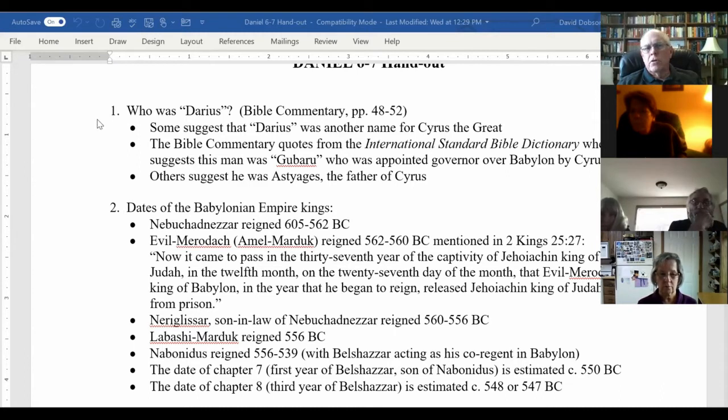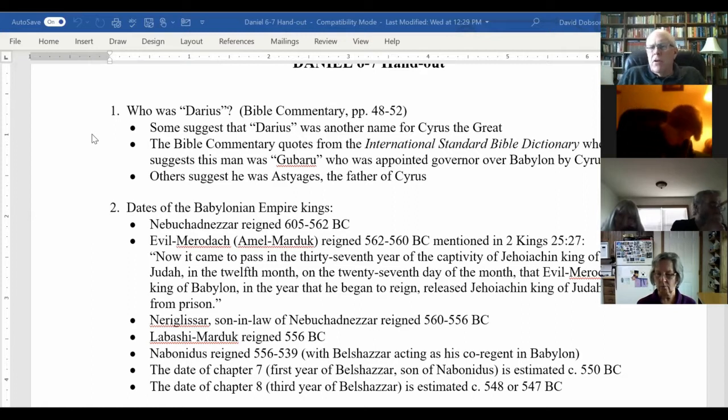As the 3 bullets here show, these are the 3 main suggestions. Some suggest that Darius was another name for Cyrus. Well, the Bible commentary covers that and discusses it. It's actually quoting from the Expositor's Bible Commentary. But there is wording later in Daniel that makes it seem to me very unlikely that the 2 were one and the same, rather 2 different people.